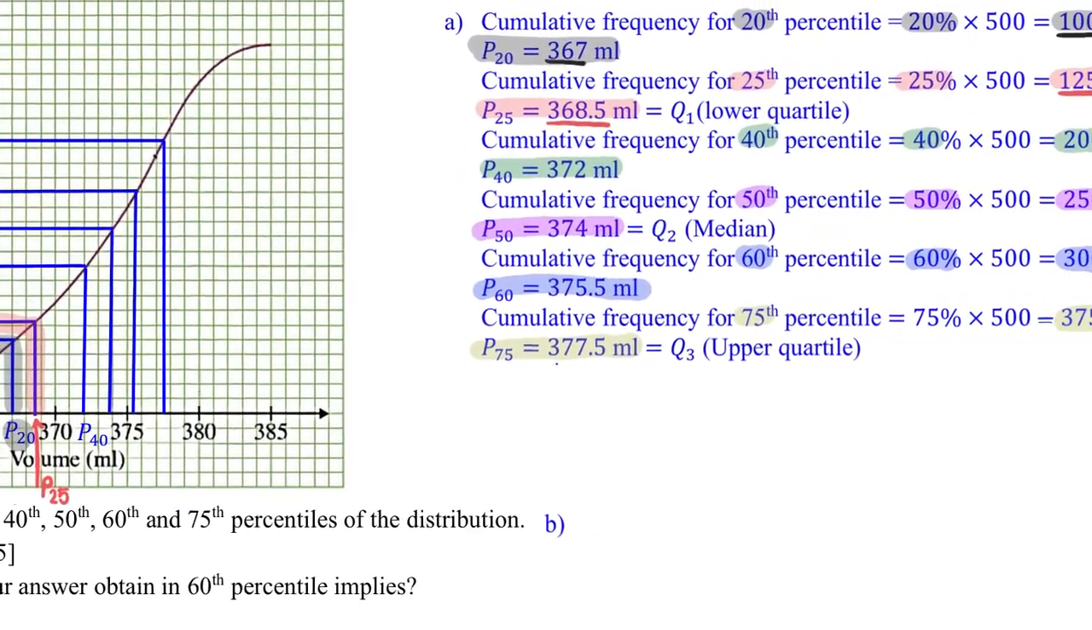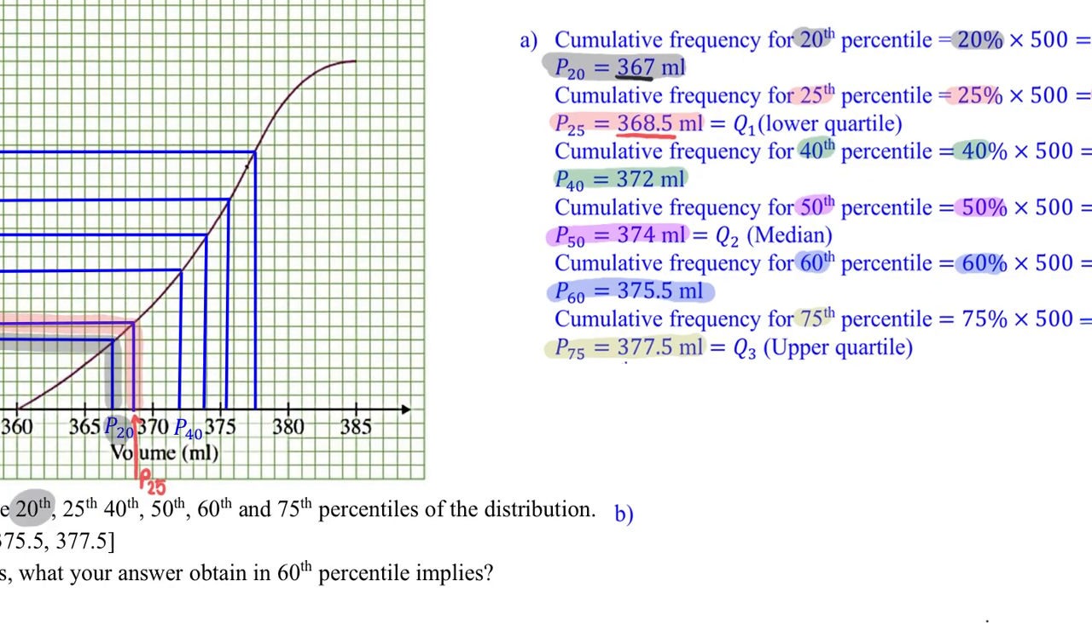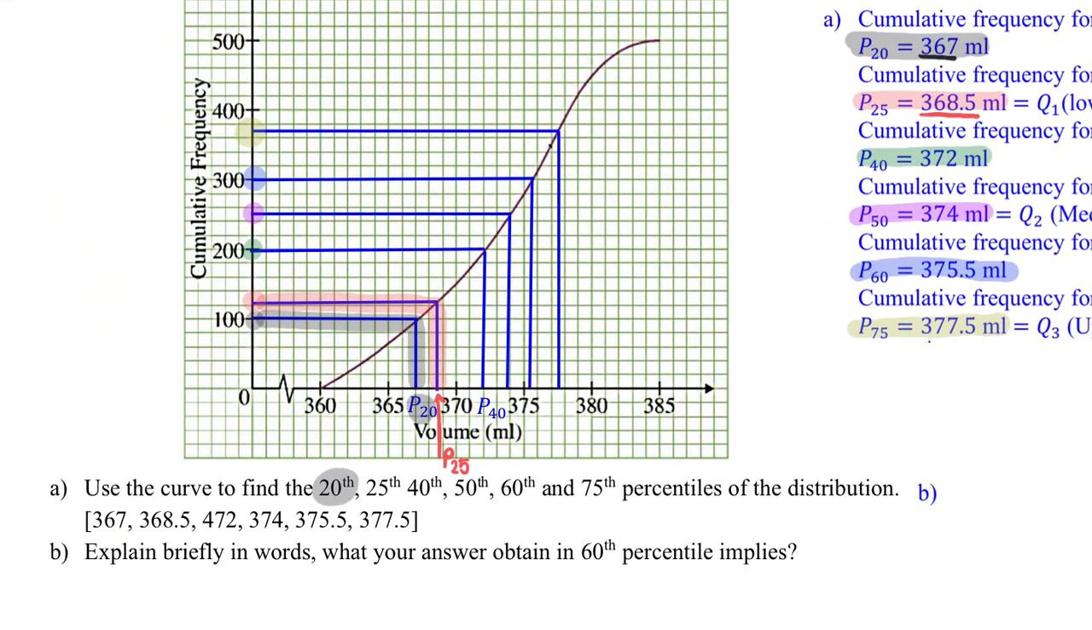Okay, continue this, we will get for 40th percentile is 40% of the 500 data, and at the 200 data mark, that's where I will get my P 40, which is 372.